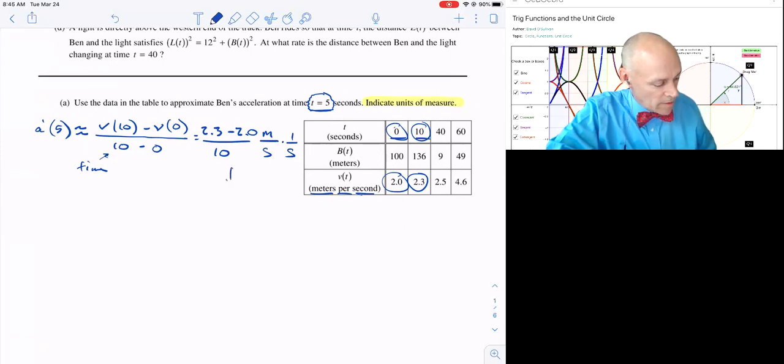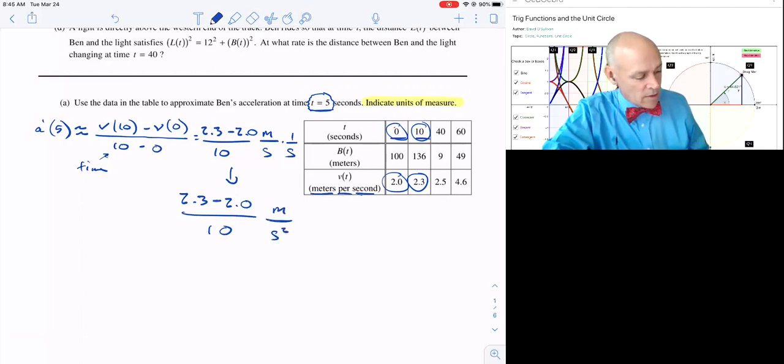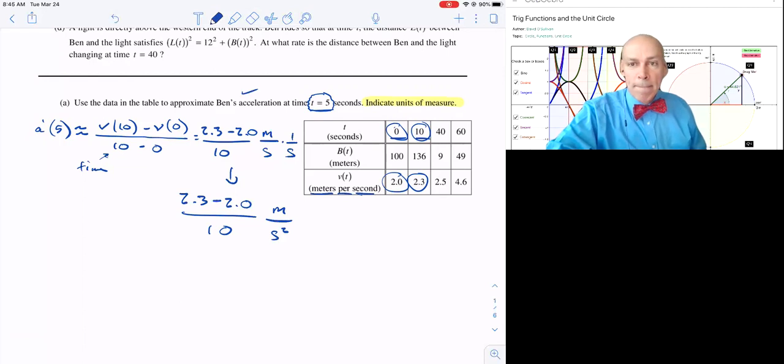I'm just going to copy this down below. Ran out of room there. 2.3 minus 2.0 over 10, and my units are meters per second squared. And that makes sense for units for acceleration.